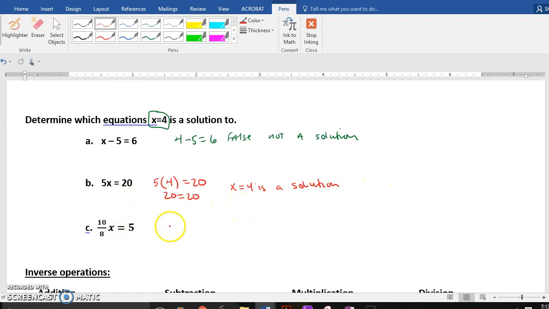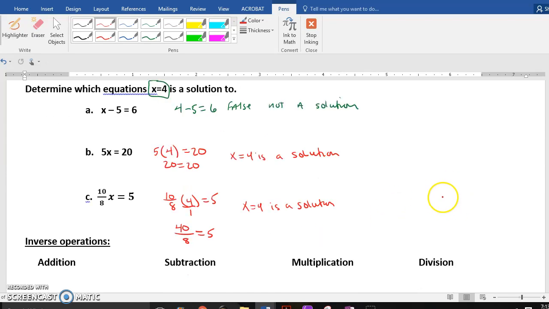Then the last one, if I plug it in, 10/8 times 4, does that equal 5? 10 times 4, remember, put that over 1. 10 times 4 is 40, over 8 times 1 is 8. Does that simplify to 5? Yes. Therefore, x equals 4 is a solution to this equation.